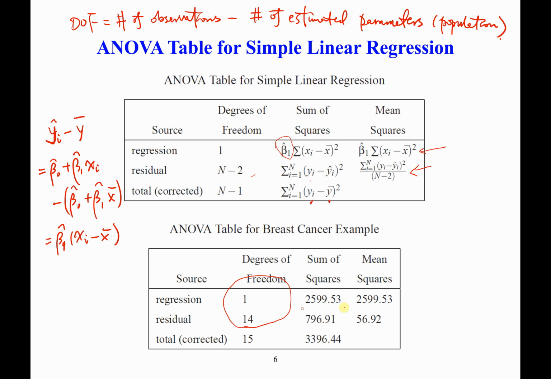And the same, if we put xi and x bar, yi, yi hat, and y bar into the equation, we will be able to get the sum of squares and mean squares. Here, this mean square equals 2599.53 divided by 1. And over here, 56.2 equals 796.91 divided by 14.